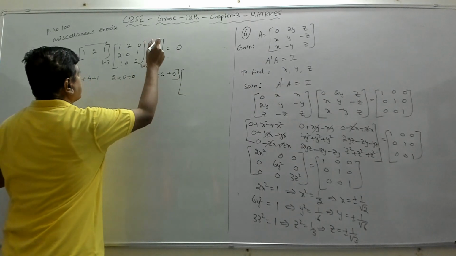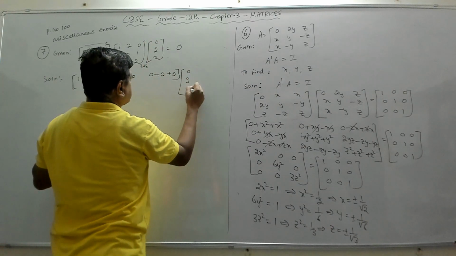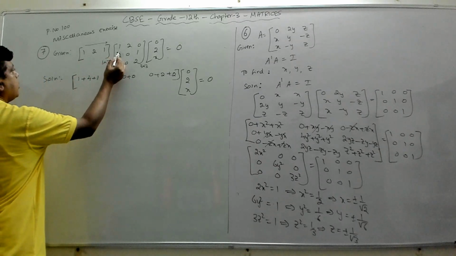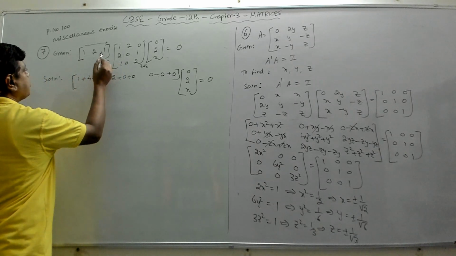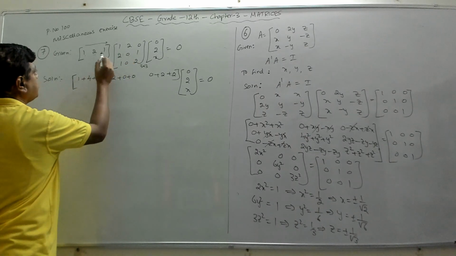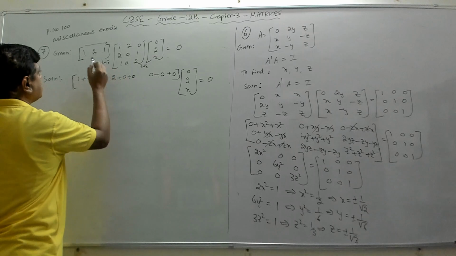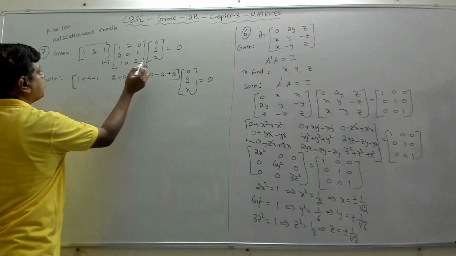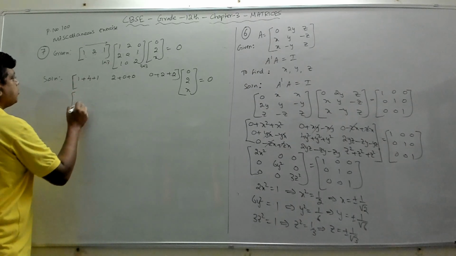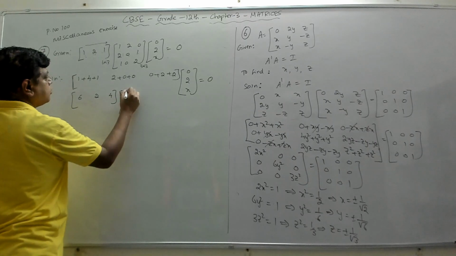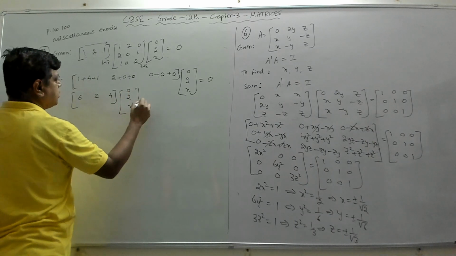Into this matrix 0, 2, x, that is equal to 0. Right? So you do, say, 1 into 1 plus 2 into 2 is 4, plus 1 into 1 is 1. Then 1 into 2 is 2, 0 into 2 is 0, 1 into 0 is 0. Then 1 into 0 is 0, 2 into 1 is 2, 1 into 2 is 2. And so this becomes 6, 2, 4 into 0, 2, x equal to 0.